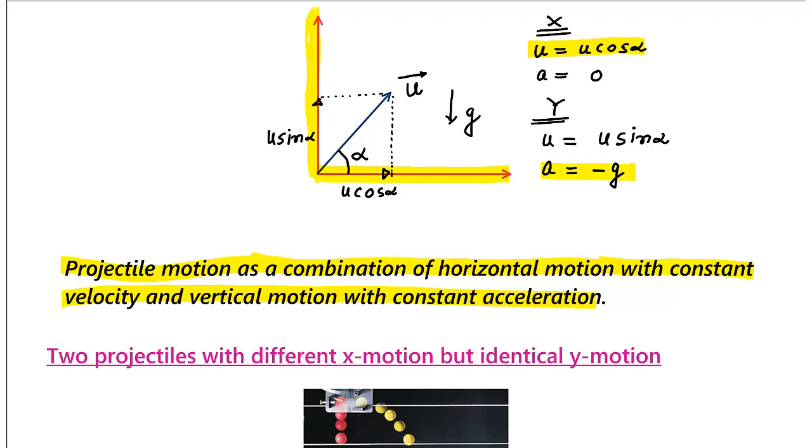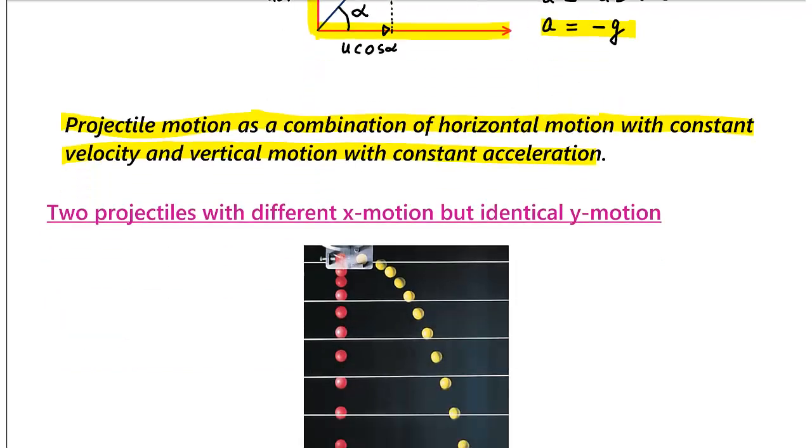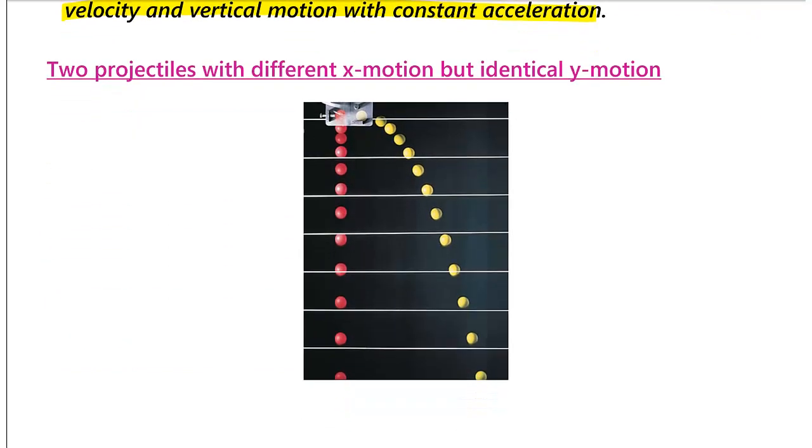So the projectile motion is nothing. I have to use the two facts, that is in the horizontal direction we have constant velocity, and in the vertical direction we have constant acceleration. So if you use these two facts, you can analyze a projectile motion. Now here I will illustrate. The y motion of projectile is identical, either you throw horizontally or you simply drop the ball. So let us try to see these two cases.